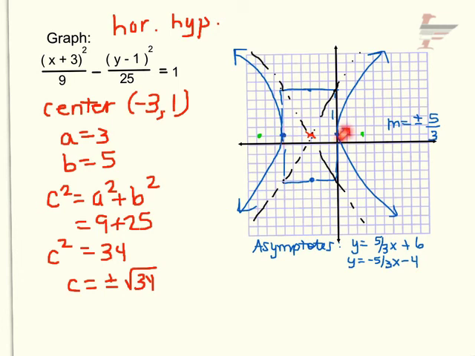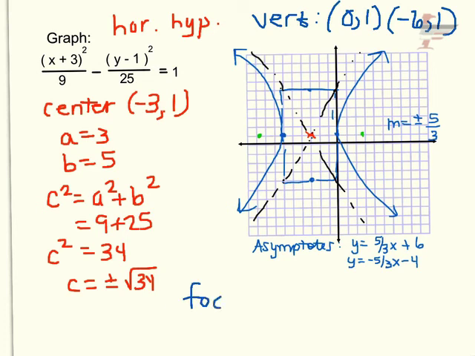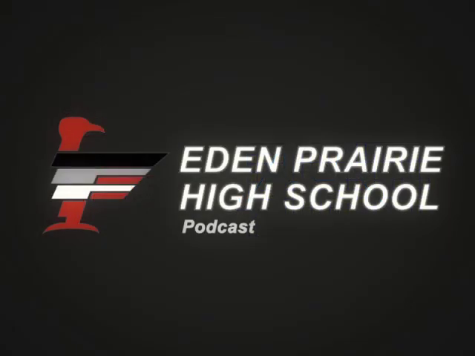Your vertices, you might be asked to list those. So again, from my center, my vertices are going to be 3 units from my center in the x direction. So I'm going to add 3 and subtract 3. So my vertices are at 0, 1, and negative 6, 1, and I can see that from my graph. Foci are going to be the square root of 34 units from the center in my x direction. So I'm just going to write negative 3 plus or minus root 34, comma 1. And that's all your important characteristics.